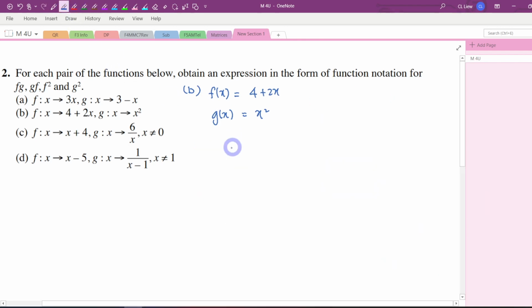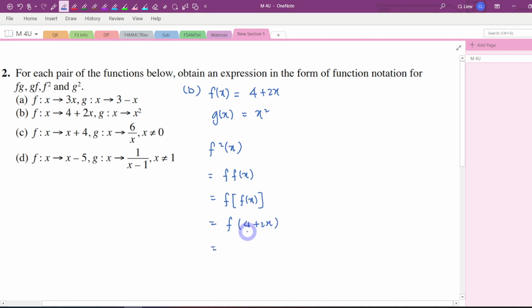Now let's find f squared. As I told you just now, if you do it this way, 4 plus 2x and you square it, no, this is not a correct way to find this composite function. This actually means f of f of x, f applied two times. So let us focus on the first f of x first. What is this? This is 4 plus 2x, right? So just copy 4 plus 2x.